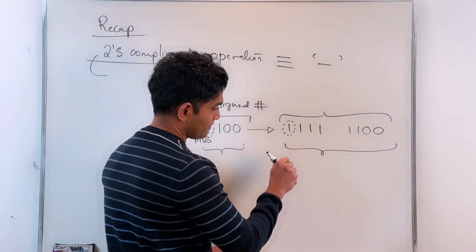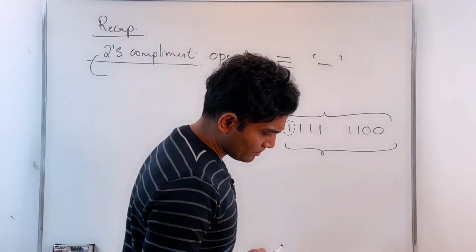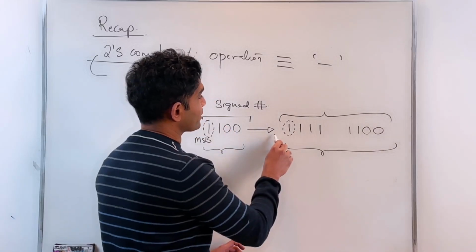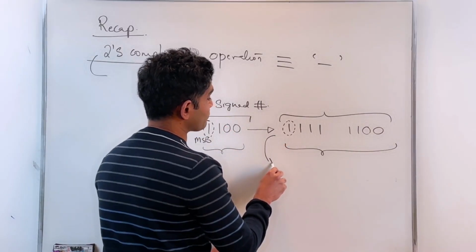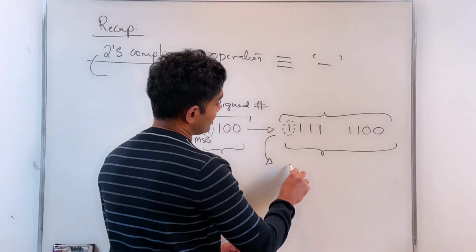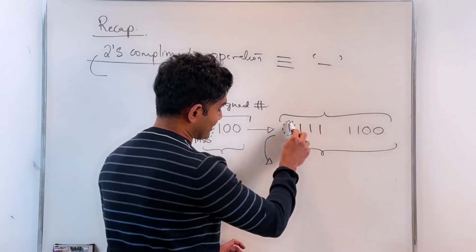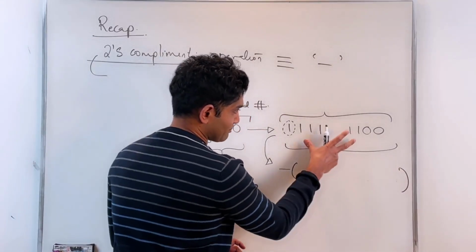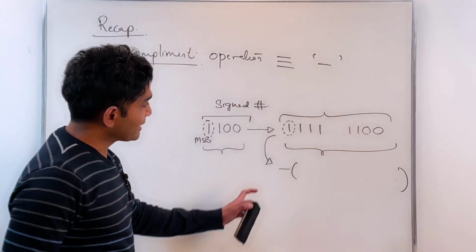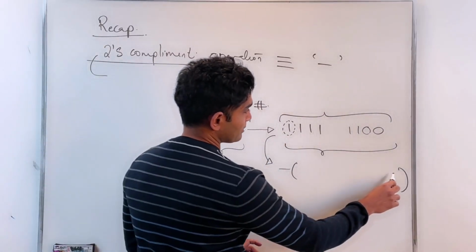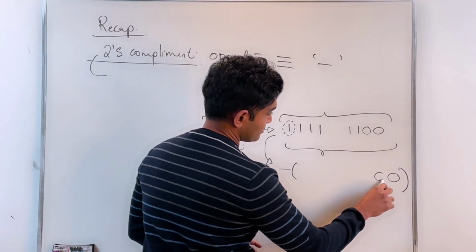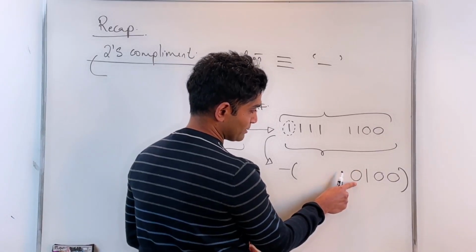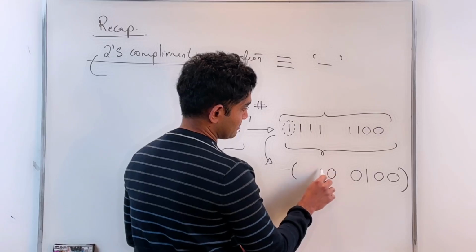Sorry. Let me. So what I was trying to say was I can also represent this number as the negative of the positive version of this number, right? And the negative of the positive version of this number would be 0, 0, 1, 0. Did I put 1 there before? No. 0.